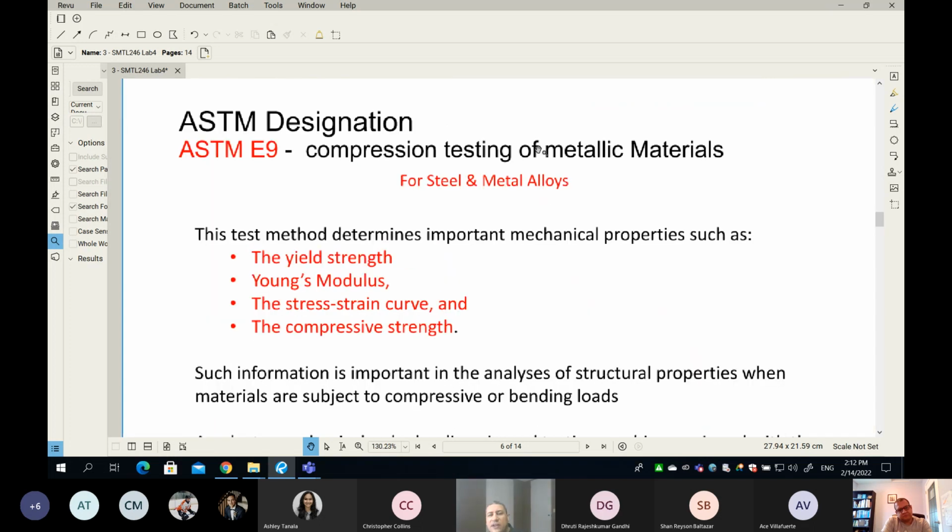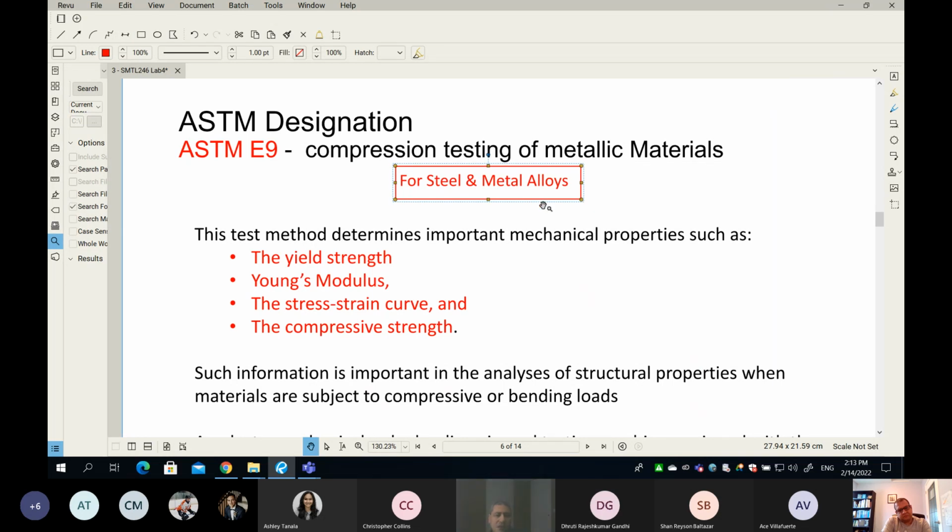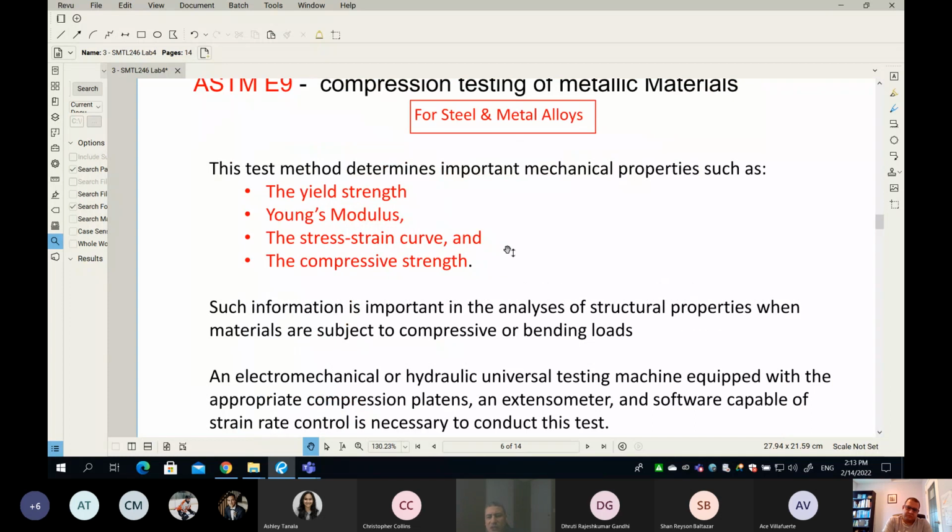And the test is simply compression testing of metallic material, which applies not only for steel, but also for metallic alloys. I need to remind you, this is not new, we just talked about it a few minutes ago. We are not doing the test for the love of the test. We do the test so we know how our material will behave under given load. Remember, when we say how does it behave, we need some numerical numbers, some metrics, and those metrics will tell us how it behaves.